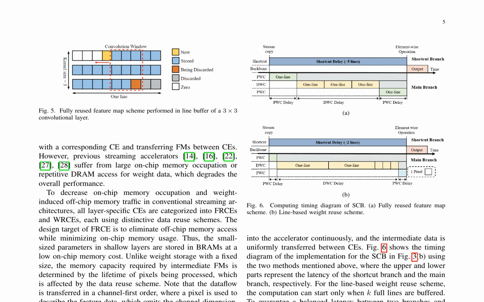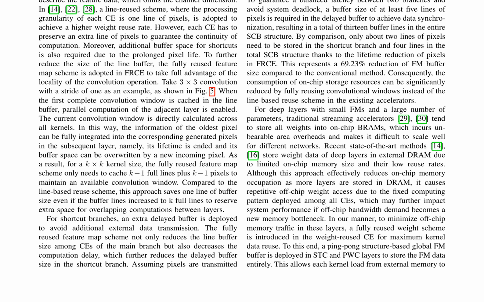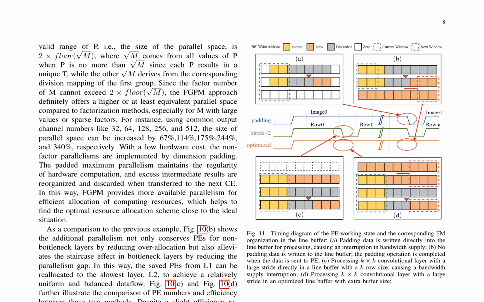The research proposes novel approaches to reduce on-chip memory occupation and off-chip memory traffic in streaming architectures. It introduces 2 types of processing elements: FRCEs and WRCEs, each with distinct data reuse schemes. FRCEs focus on fully reused feature maps, while WRCEs emphasize fully reused weights for deep layers. The design targets shallow layers for FRCEs and deep layers for WRCEs. The paper also introduces a ping-pong structure-based global FM buffer to reduce off-chip memory traffic. The comparison between FRCE and WRCE is summarized in Table I.